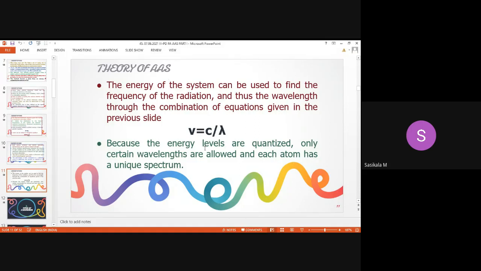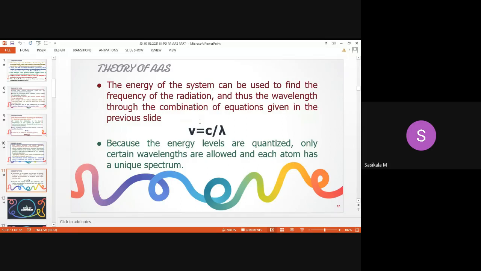Sorry, here C is not concentration, it is velocity. And this symbol is not actually V, it is nu. Nu represents frequency. Frequency is directly proportional to velocity. C is velocity, it is not concentration here. Speed of light will be increased when frequency is increased.